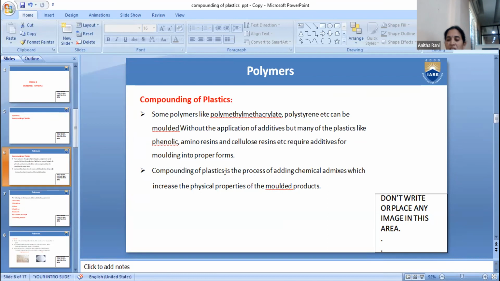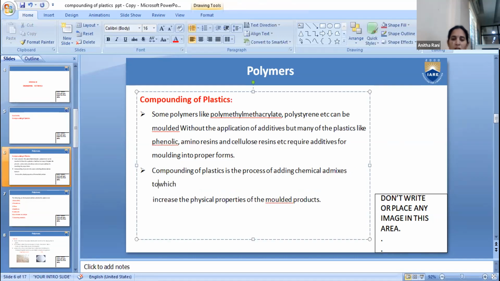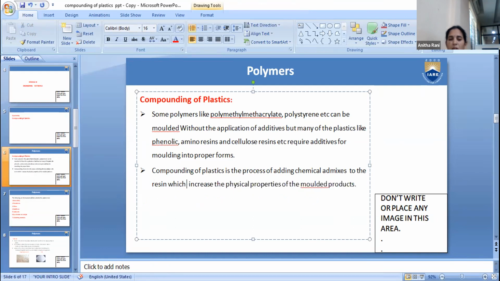Compounding of plastics is the process of adding ingredients to the polymer resin, which increases the physical properties of the molded products. So what are the ingredients we are adding here? I will tell you.